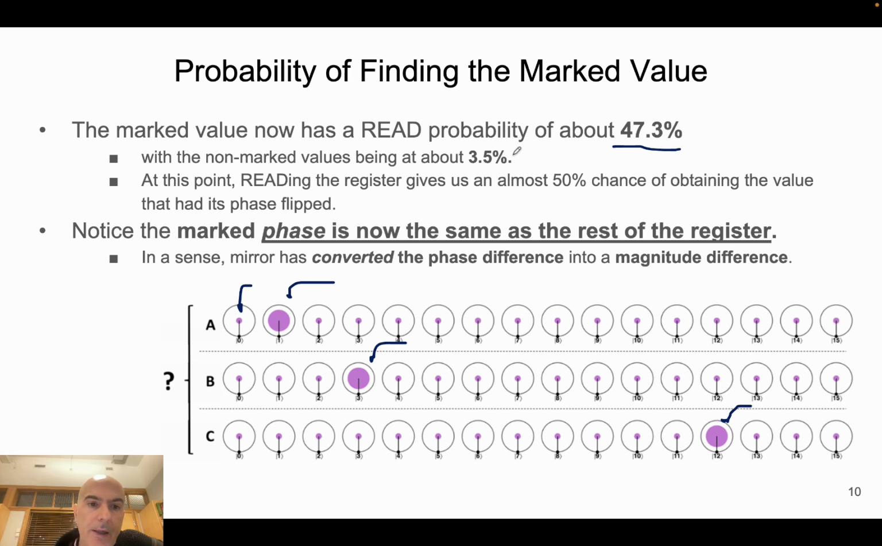Note that the marked phase now has the same phase as the rest of the register, so we cannot apply this trick again, right? You see the phase is now the same as that of all other states in the quantum register. The phase here is now flipped, and the phase here is now flipped.